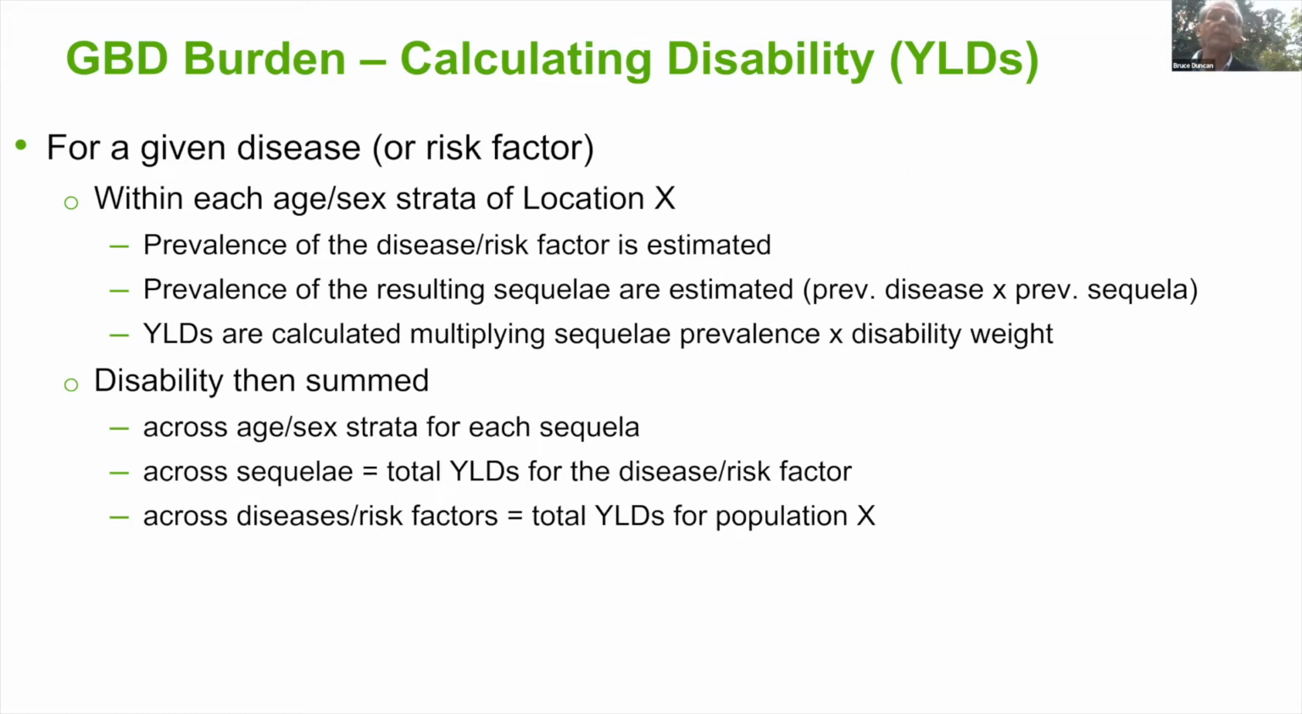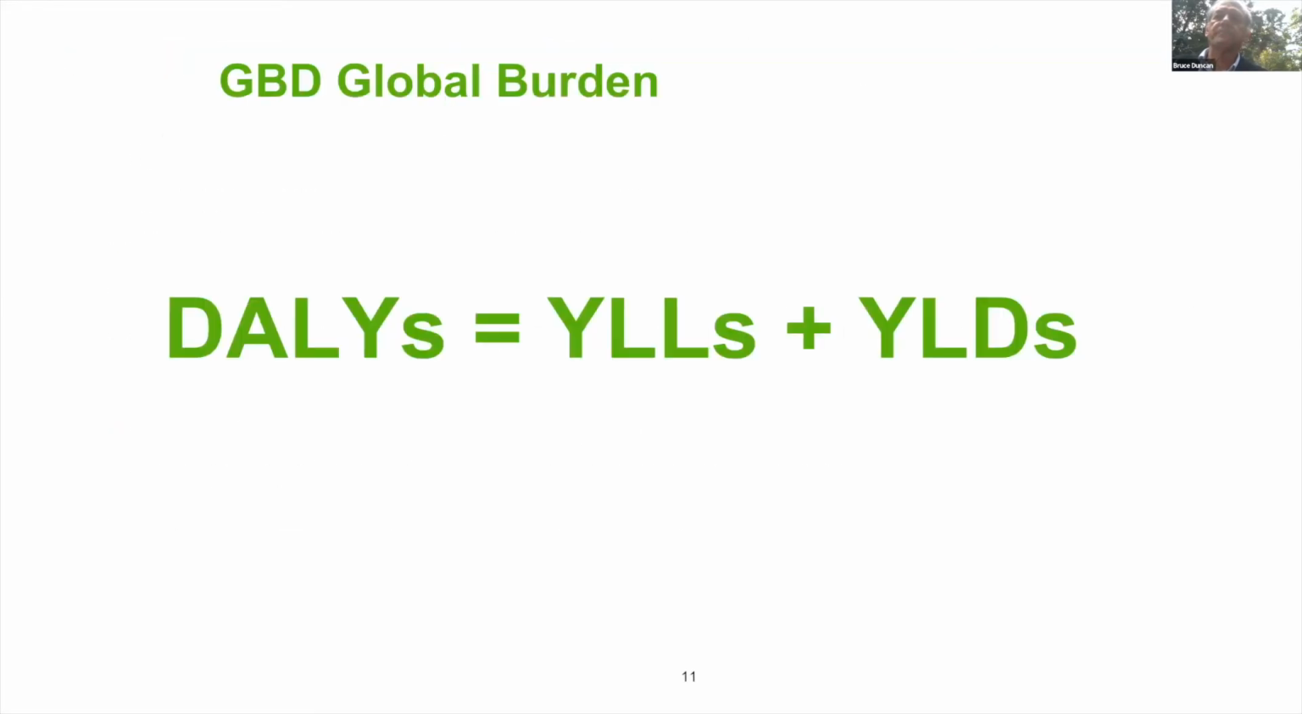And then if you wanted to know the YLDs for a given population, then you have to sum the YLDs across all the diseases, or if you're using risk factors, across all of the risk factors, to get the YLDs, or the sum of disability, the estimate of disability in population X. And then to get DALYs, now it's simple. You just sum the YLLs and the YLDs, and you have an estimate in years of life lost due to disease for a given disease, for a given population, for a given risk factor.